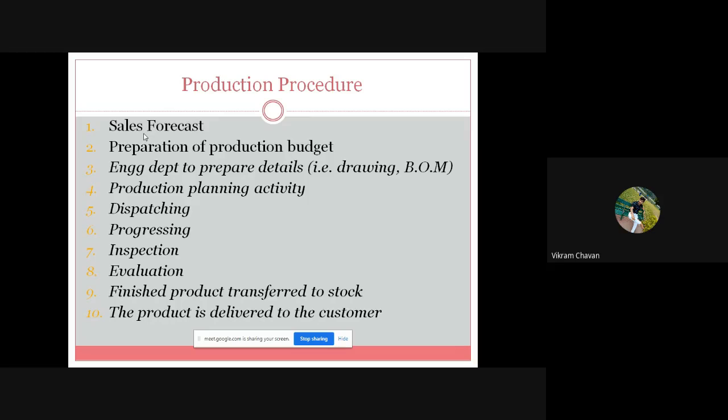Then afterward the preparation of the production budget, then the engineering department prepares details like drawings and BOM. Then production planning activities, then dispatching, progressing, inspection, evaluation, finishing the product, transferring to the stock, and finally the product is delivered to the customer. These are the 10 steps of the production procedure.